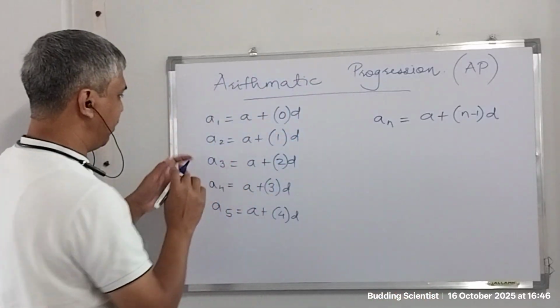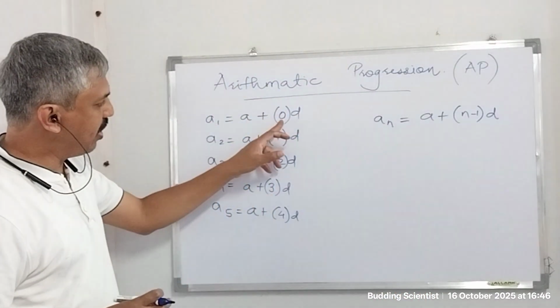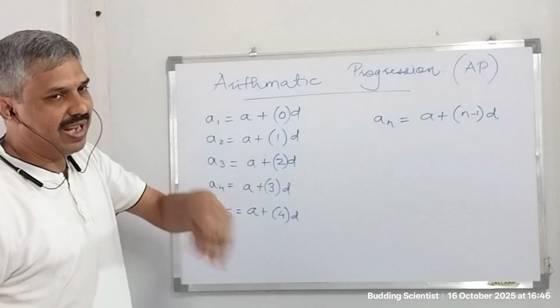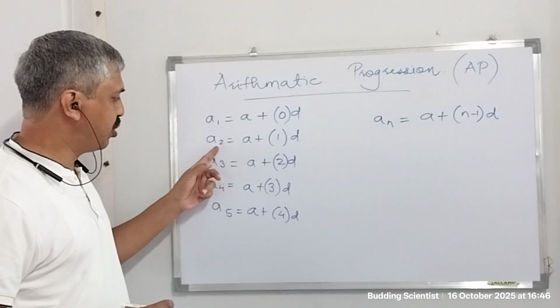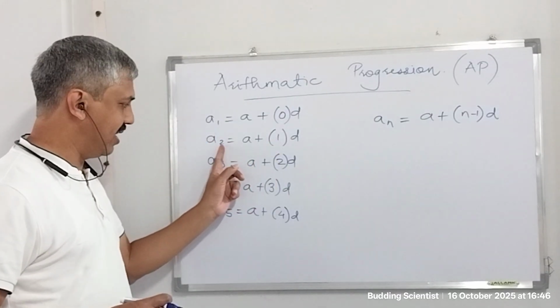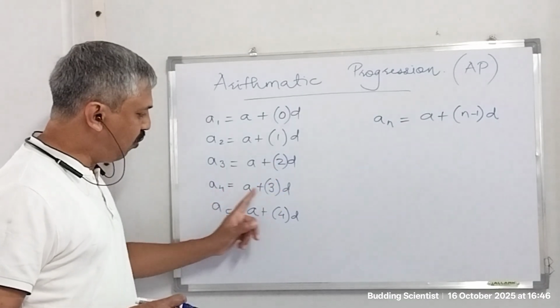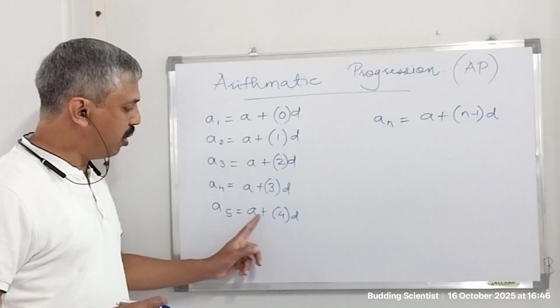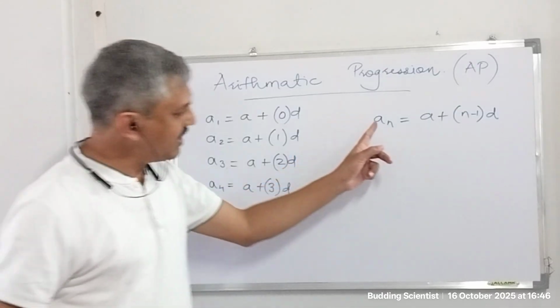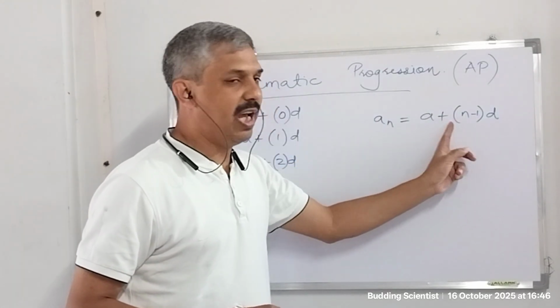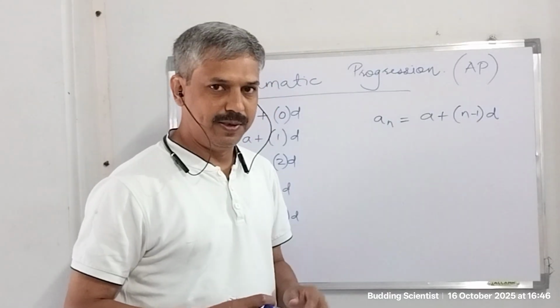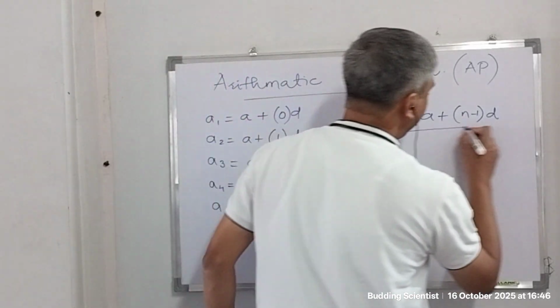You can observe this. When this was 1 here, this value in the bracket was 0, 1 less than this. When it was 2 here, it is 1, 1 less than this. 3, 1 less is here. 4, 1 less is here. 5, 1 less is here. So if it is n, 1 less, n minus 1 would be in the bracket. This is the expression for the nth term.